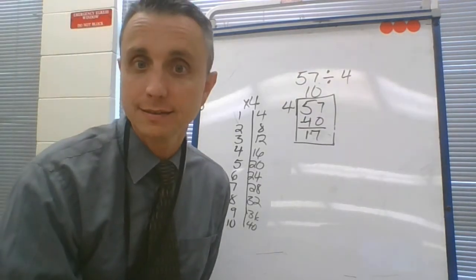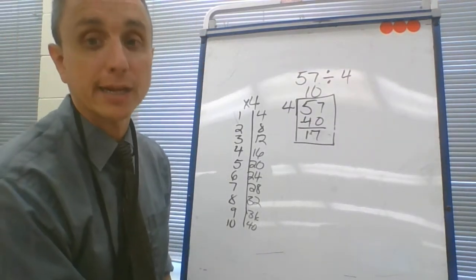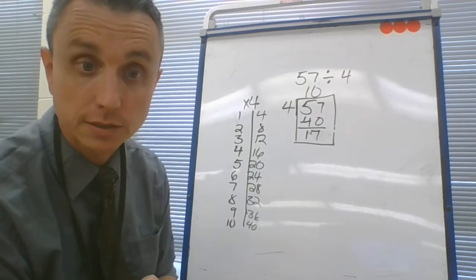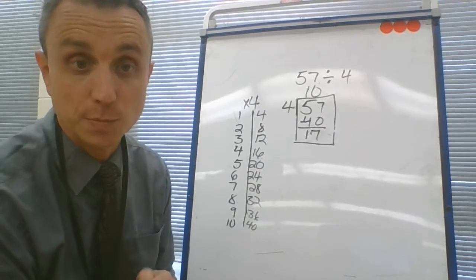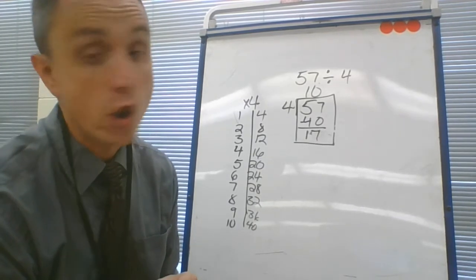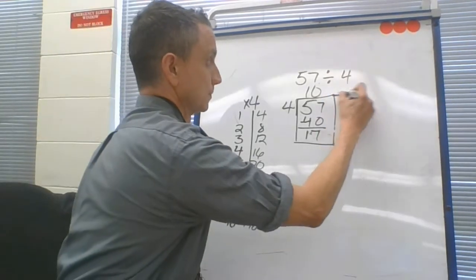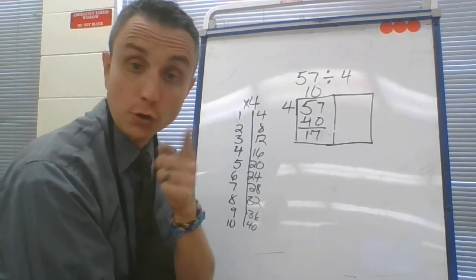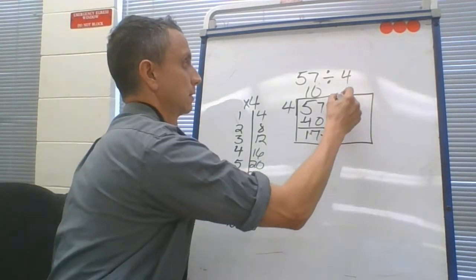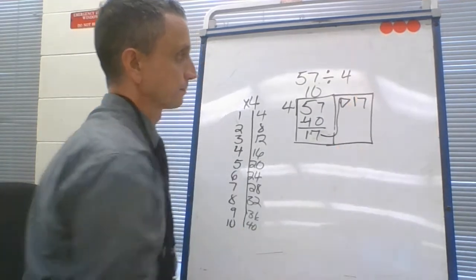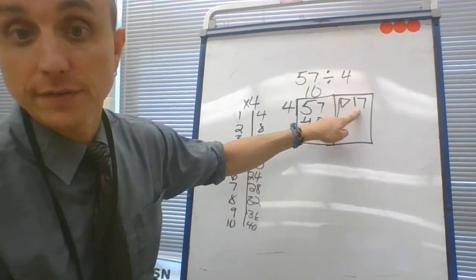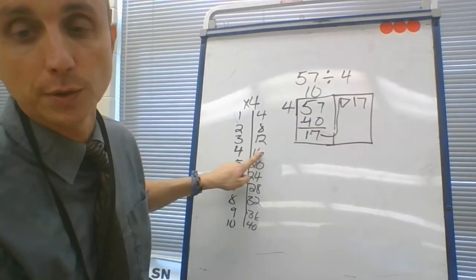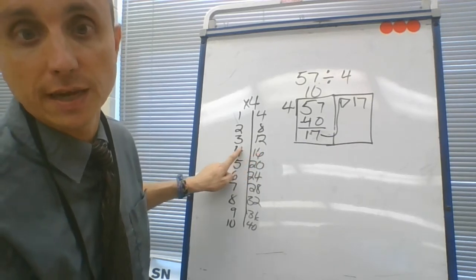All righty, are we done? No, because we have to make sure the remainder is the smallest number. Right now, our remainder is 17. Is that the smallest number? Nope. New box, or wait a second, what's it called? New area. We have 17 left to deal with. Which number comes closest to 17?